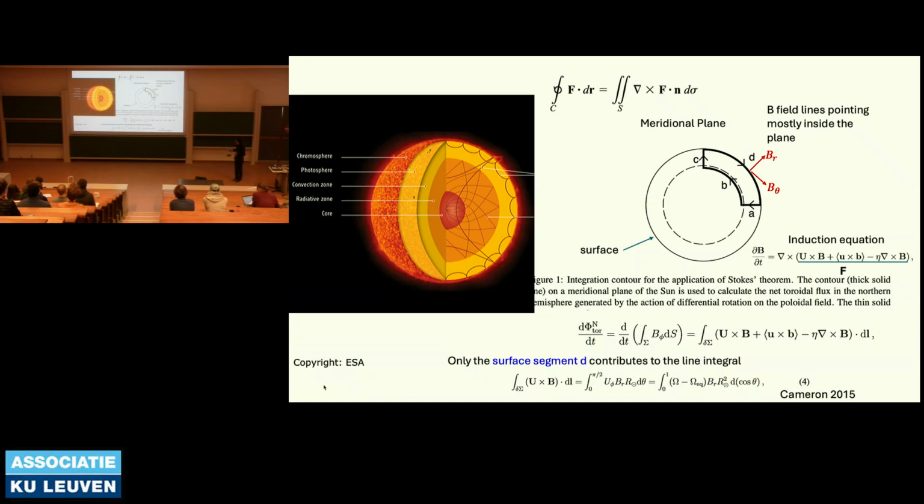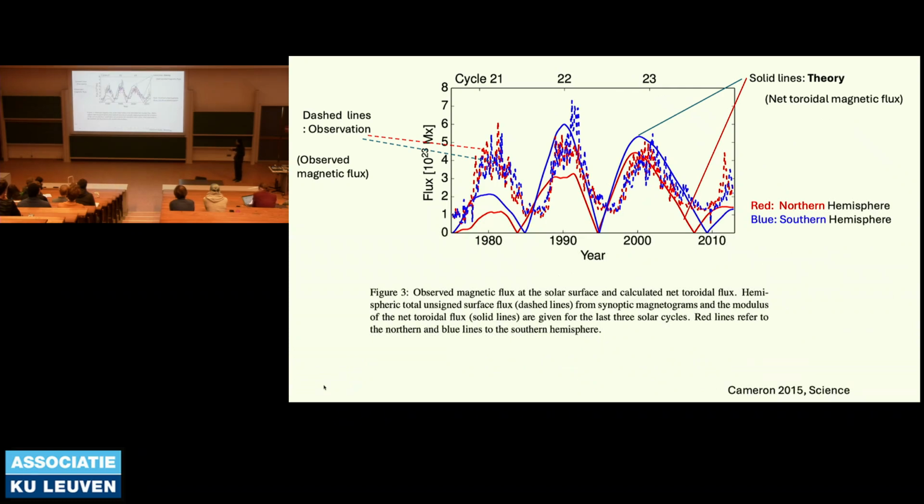In this paper, Cameron applied this technique and calculated the magnetic field flux for the sun. So here, the theoretical predicted magnetic flux is a solid line here. There are northern hemisphere or southern hemisphere for red and blue. But we also have observed magnetic flux, which are the dashed line here. So you can compare the two, which is kind of like in reasonable agreement.